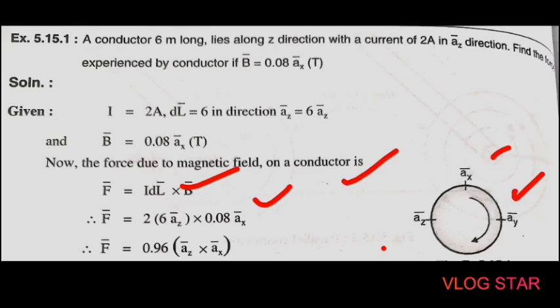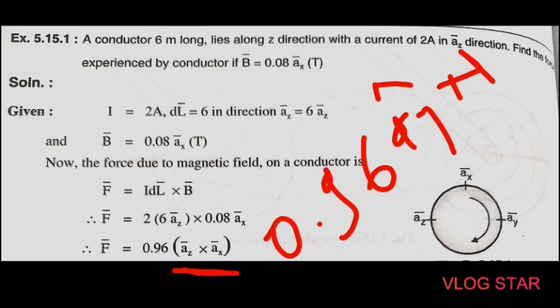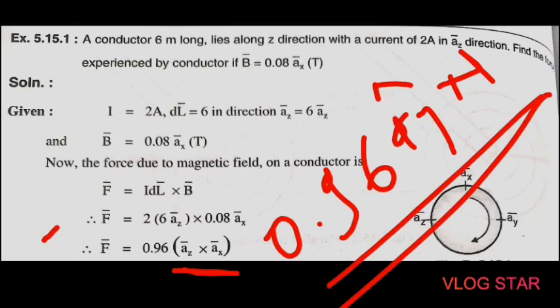Okay, so here the final value of this F bar is 0.96 AY bar Newton. This is the final answer. The cross product of AZ bar cross AX bar is AY bar and the unit of F bar is Newton. So this is our final answer. So in this way we can solve the numericals based on magnetic force.